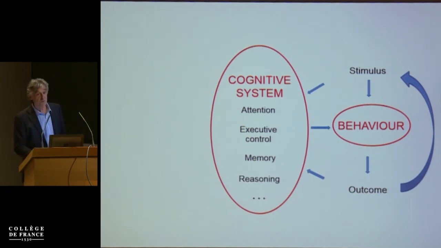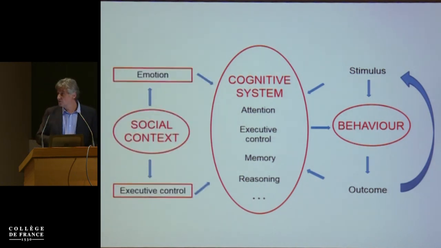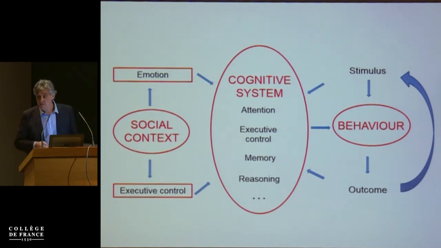And if you want to have a broader understanding of a behavior and what is controlling the behavior, we need also to probably consider at some level the effect of a social context for social animals. And what I've tried to show is that there are different pathways by which the social context can affect the cognitive system, which can in turn affect the behavior and how the behavior depends on the outcome.